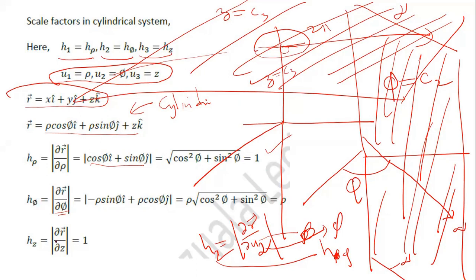And differentiate with respect to z, then you will have the scale factor corresponding to h3 or hz. Then differentiation of this quantity with respect to z is 0. This quantity with respect to z is 0. The differentiation of z with respect to z is 1. So your hz is also 1. So you can obtain the scale factors like this.